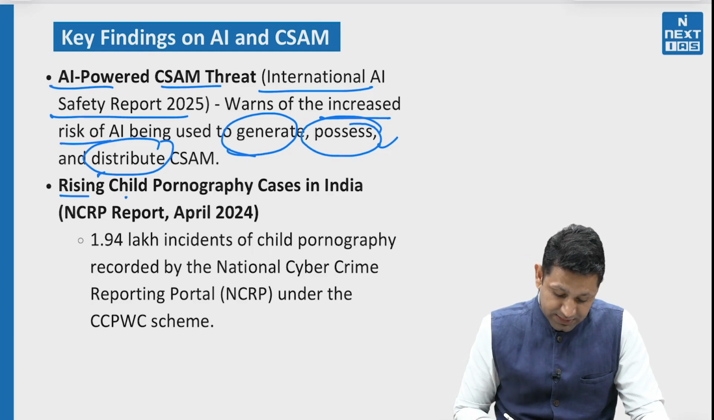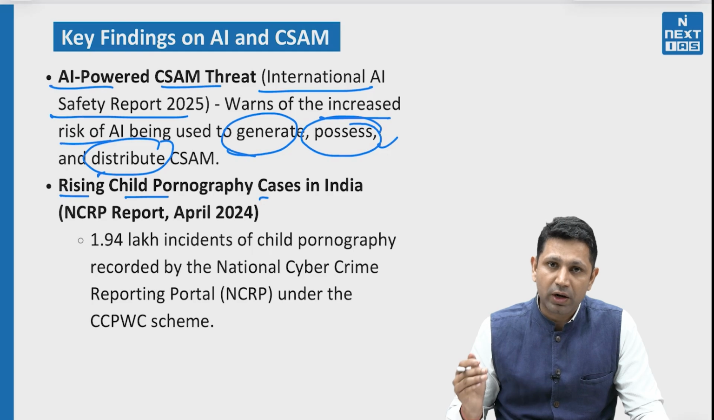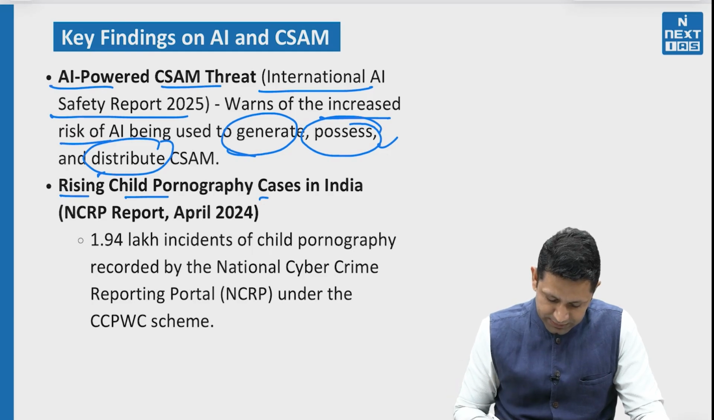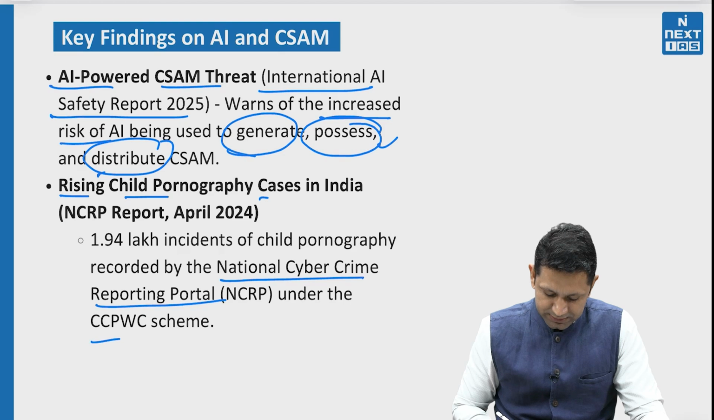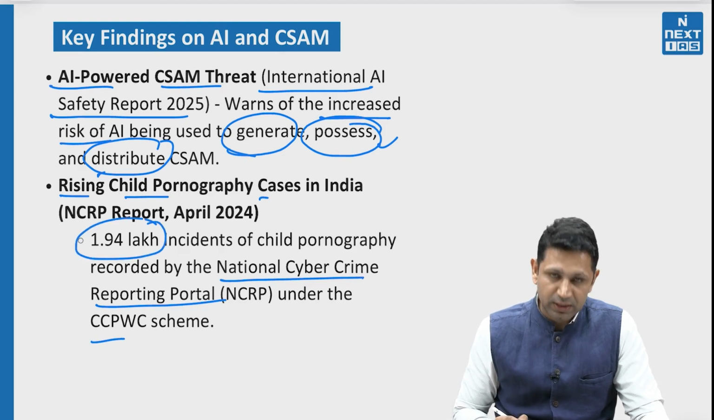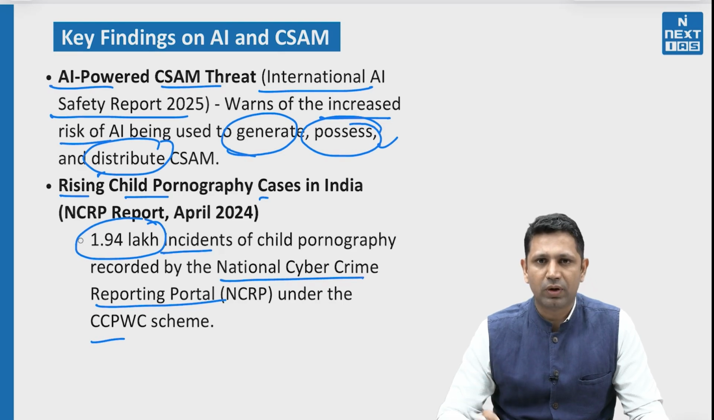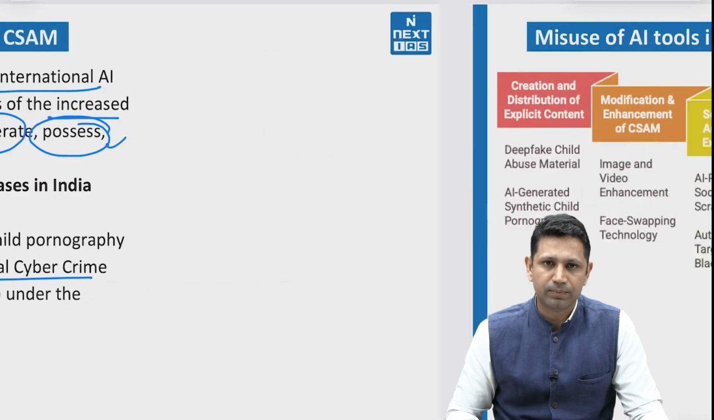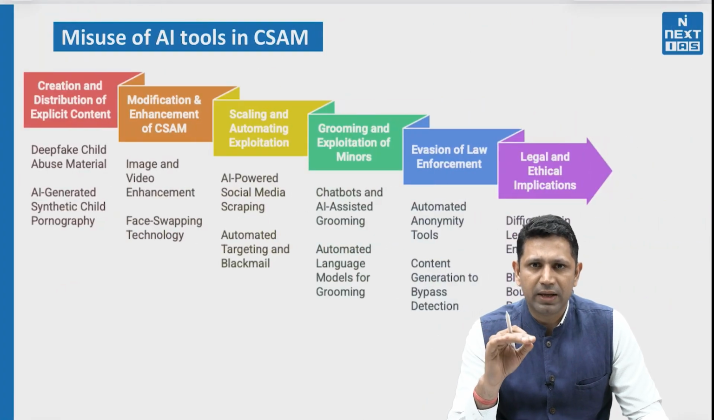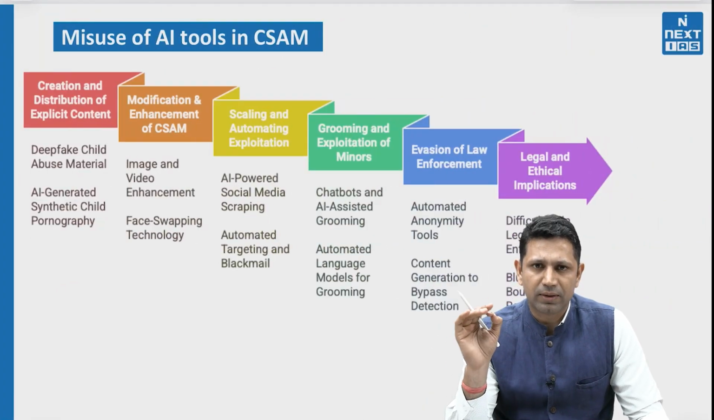Then next is rising child pornography cases in India. Already in India, according to NCRP, the National Cyber Crime Reporting Portal, under the CCPWC scheme, last year 1.94 lakh incidents of child pornography were reported, and there were many cases that were not reported at all. Now let's see how AI can affect this.